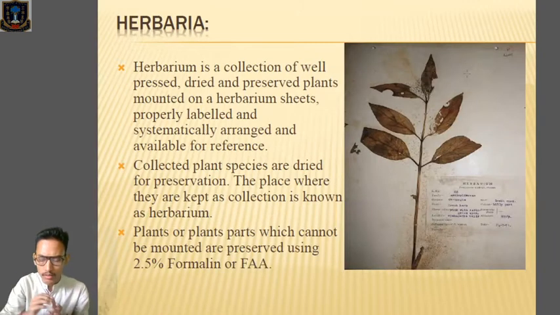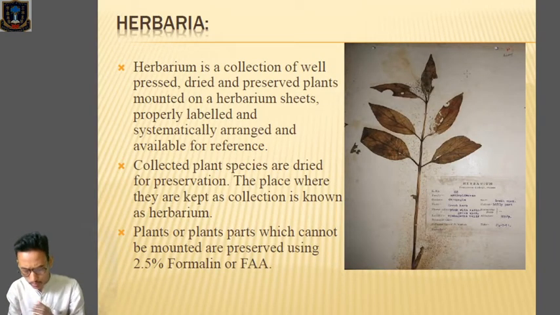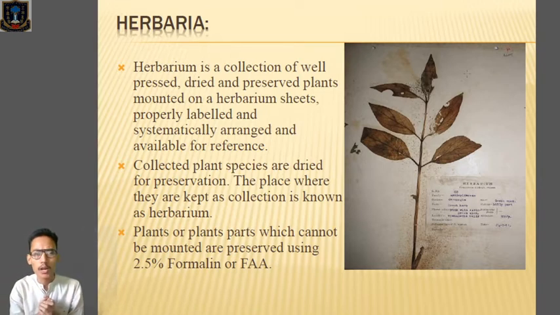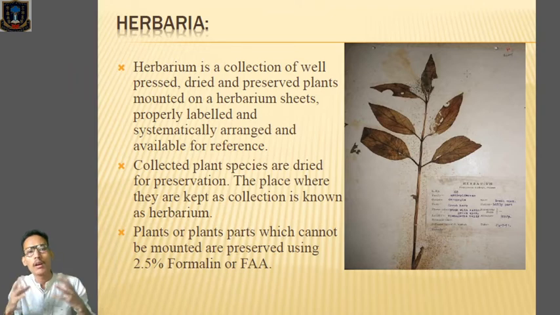So the first one is herbaria. From your textbook, kindly go through page number 1.15. Okay, page number 15, first chapter. So here we'll begin with the first taxonomical aid, that is herbaria, or we also call it herbarium. I hope all of you have seen the herbarium. Clear? So actually, what is herbarium?